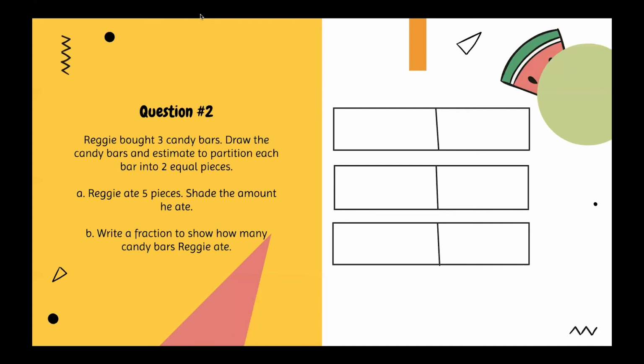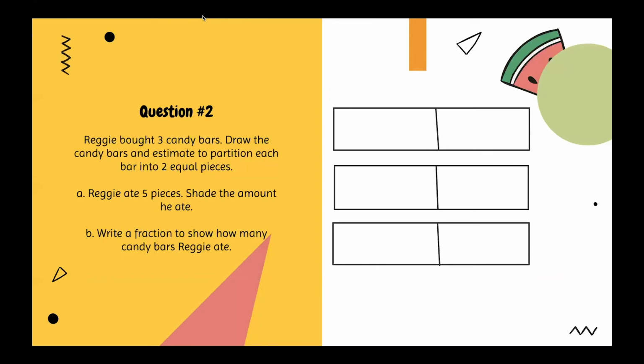30 more seconds. Ten seconds. 5, 4, 3, 2, and 1. And if you do need to pause it, go ahead and pause it.